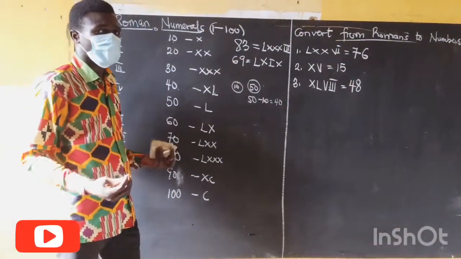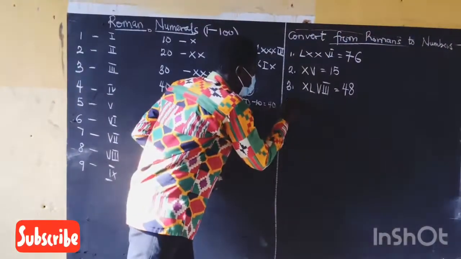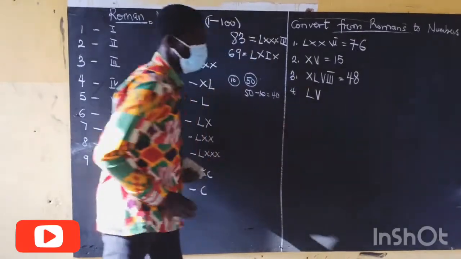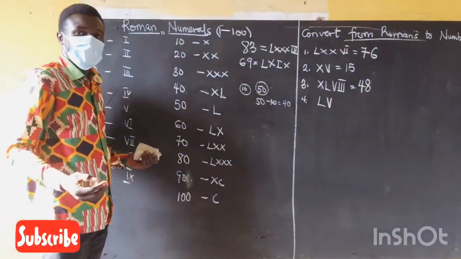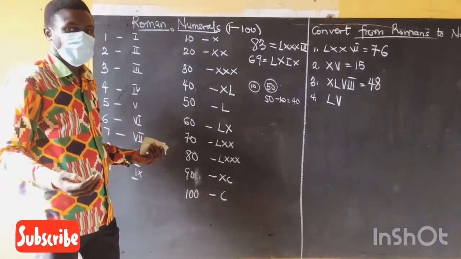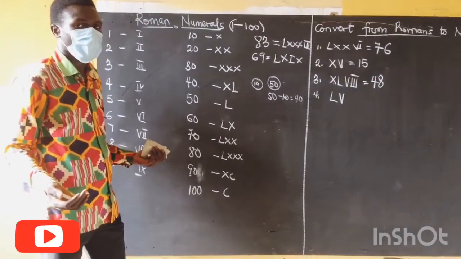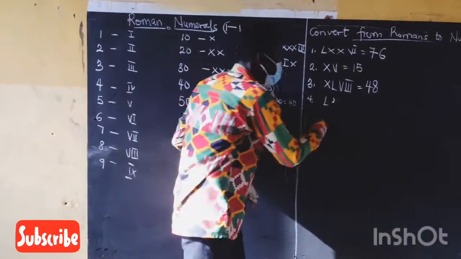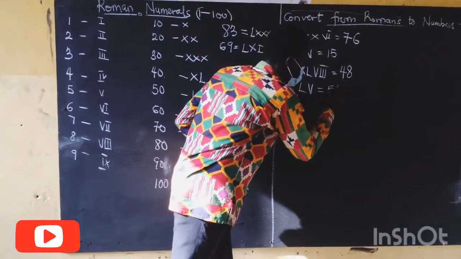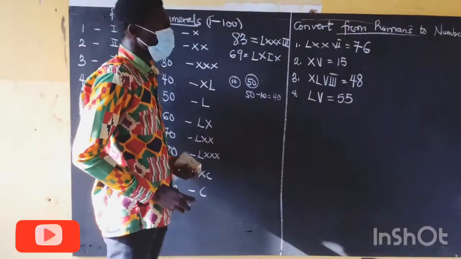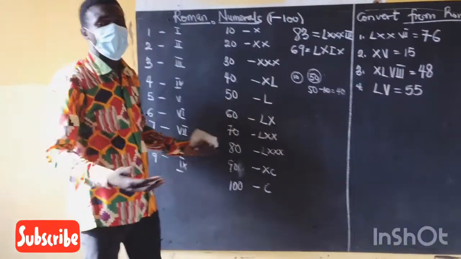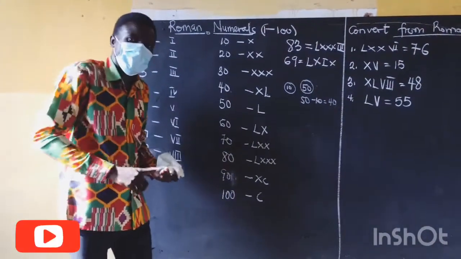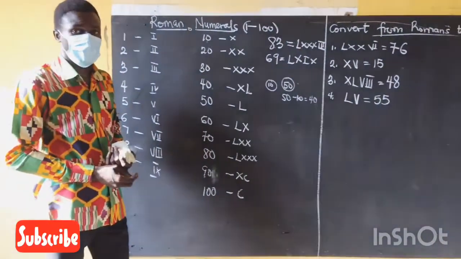Which Roman numeral do you want us to look at? Let's look at the next one, LV. We said that L is for 50 and V is for 5. So if this is L, 50 and 5, this gives me 55. Now, because I know the Roman numerals for any number, I can compare using Roman numerals. I can add also using Roman numerals.